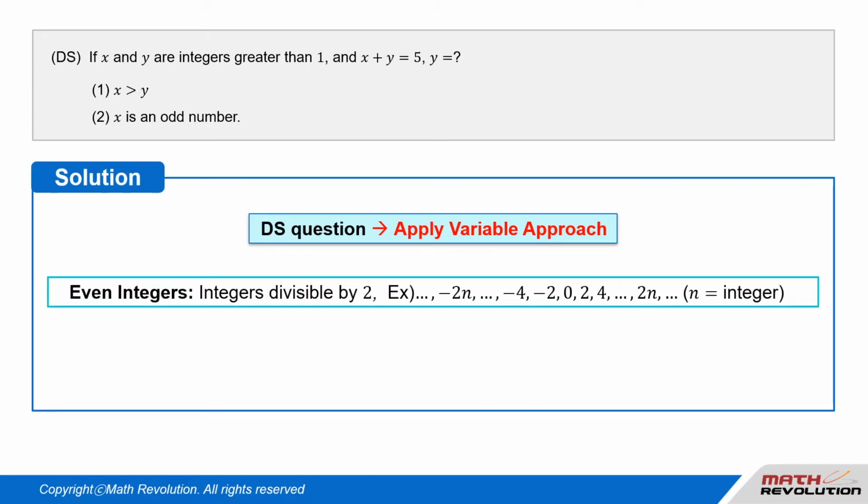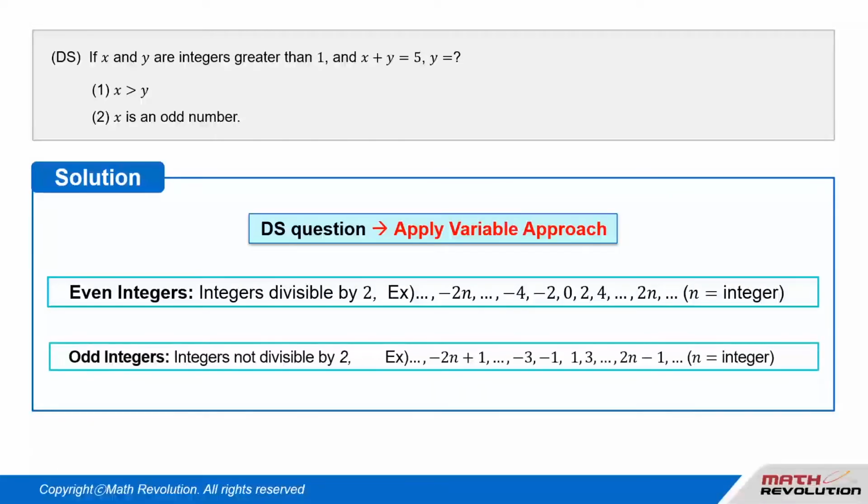Even integers. Even integers are integers that are divisible by 2, including both positive and negative integers. 0 is also an even integer. Thus, even integers include and so on, -2n, and so on, -4, -2, 0, 2, 4, and so on, 2n, and so on, where n is an integer.